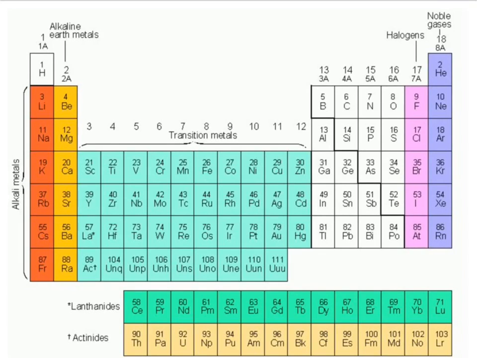So we're going to go over the basic periodic trends that are based on the organization of the table, and there's three basic trends we're going to talk about. The first one is the atomic radius, in other words, what happens to the size of an atom as you go across and as you go down.